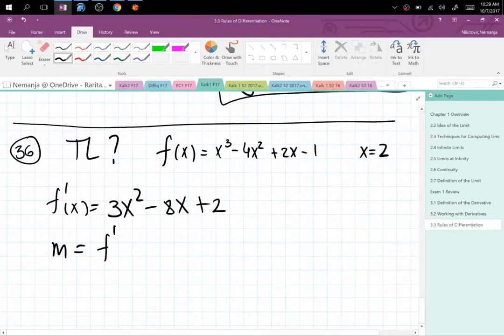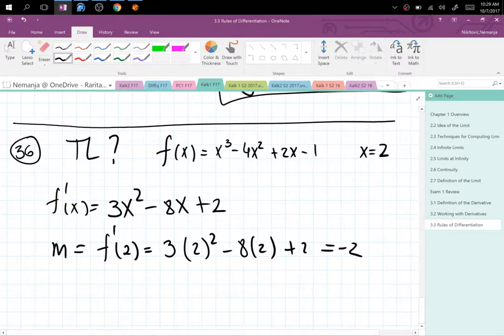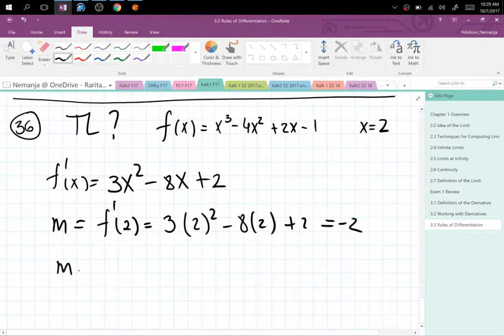How much is m? We calculate m when we plug in 2 into the derivative. So what do we get? Negative 2? Let me write the steps. 3 times 2 squared minus 8 times 2 plus 2. And we get negative 2. Do we all have negative 2? No? Get it quickly. So we have 12 minus 16 is negative 4, plus 2 is negative 2. Get it quickly if you don't have it.